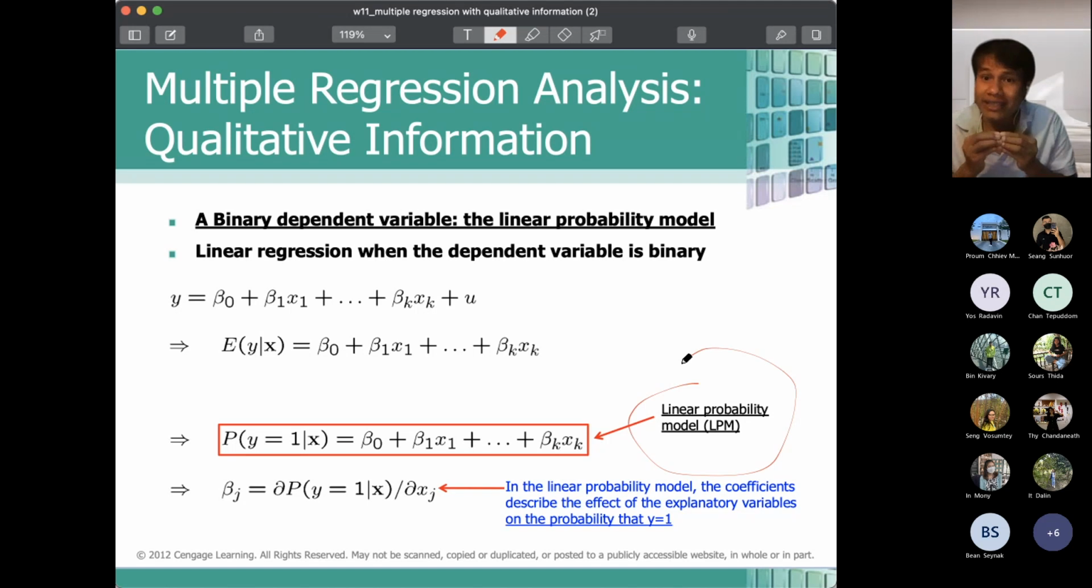Why? Because this time your dependent variable contains information 0 versus 1, right? 0 versus 1. This is probability. It's no longer multiple linear regression. We call it the linear probability model.